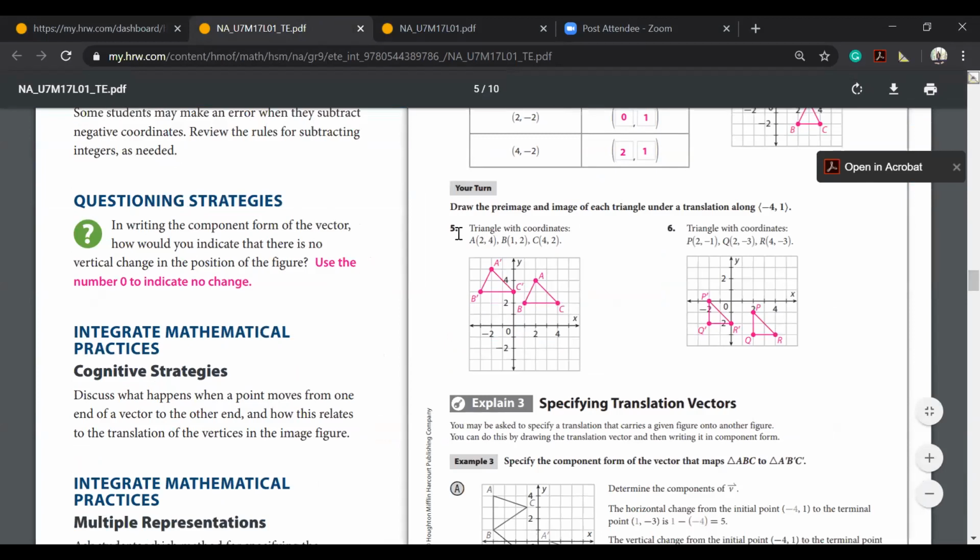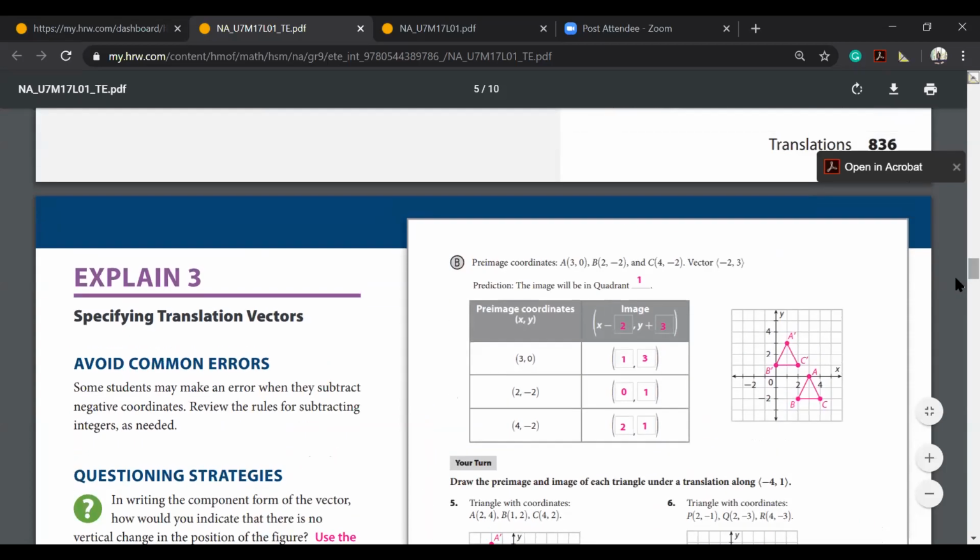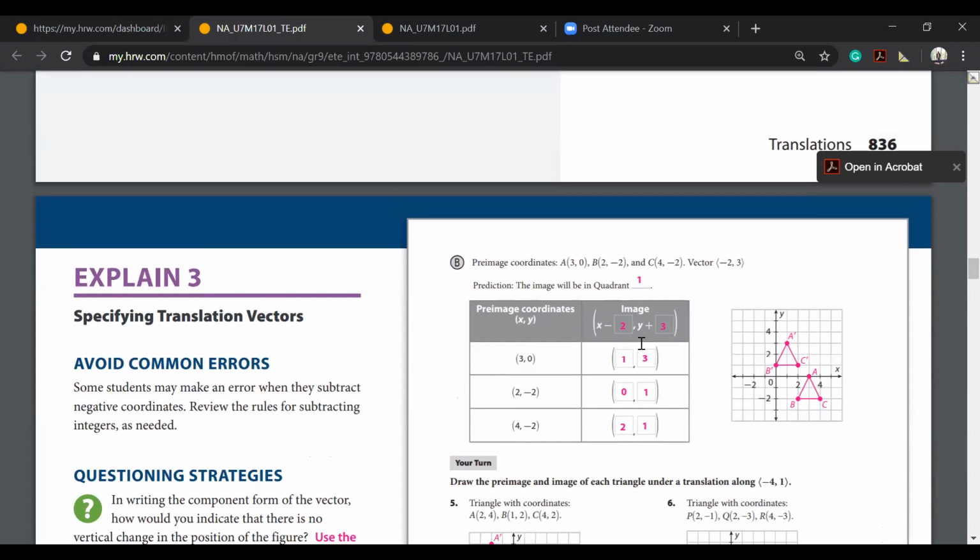Of course, the pre-image is A, 2 and 4, and then B is 1 and 2, and then C is 4 in X and 2 in Y. So I graphed ABC. After finding ABC, I understood that each point should be moved 4 units left because this is negative and 1 unit up because this is positive. You can either do it by just moving each point right away, or you can do it in this way, the points way. Whatever suits you, whatever is easier for you, and get the answer correctly. If you want to do it in this way, do it.